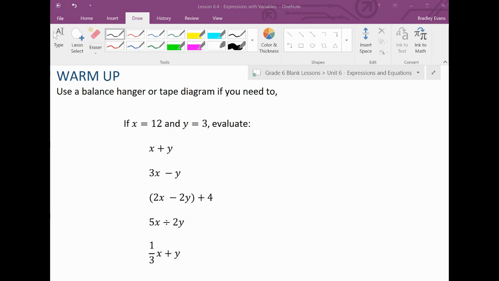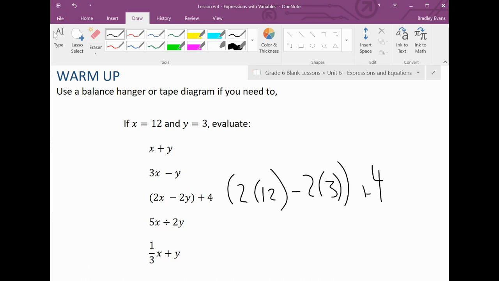Okay, let's get a little bit more tricky, you guys. 2x take away 2y plus 4. Notice carefully there are the brackets, the parentheses there, which is going to tell us which operation to do first. Remember, every time we see an x, we're going to replace it with 12, and every time you see a y, we replace it with 3. So keeping our parentheses, 2 times 12 minus 2 times 3, close the big parentheses, and then we're going to add 4 at the end.